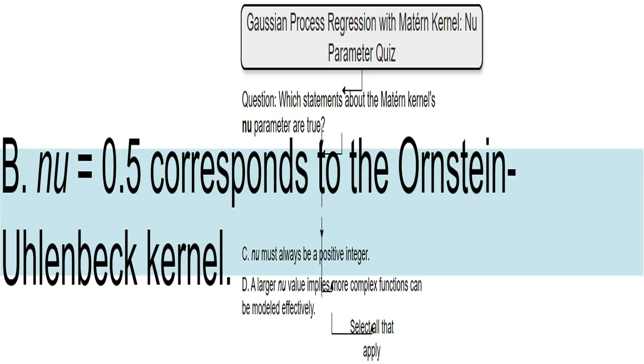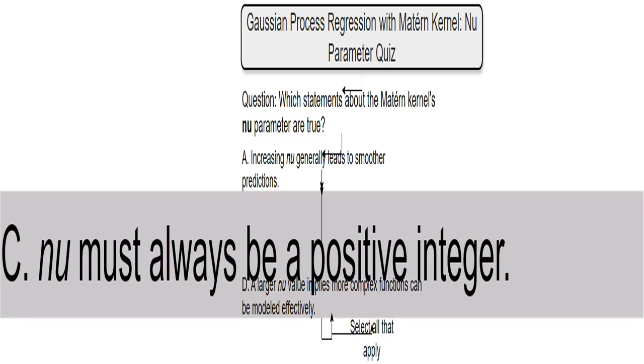If you set NU to 0.5, the Matern kernel becomes equivalent to the Ornstein-Uhlenbeck kernel. This is a special case within the broader Matern family. I'm checking if you know the possible values for NU. This isn't always an integer, it can be any positive real number.